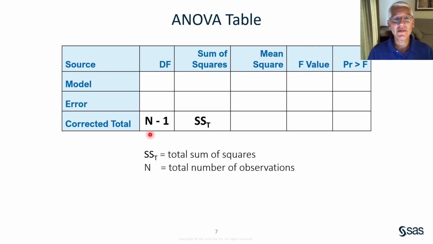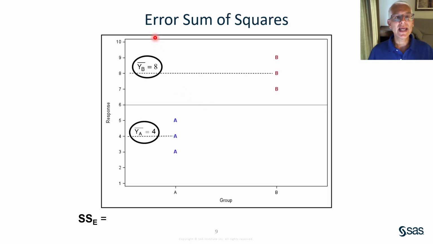6 minus 1 is 5. So I'm now going to plug 5 in there. And remember, we calculated the total sum of squares to be 28 for our data. All right, great. Let's keep on filling out this ANOVA table. I'm going to move up to this error line next, and we're going to calculate the error sum of squares.